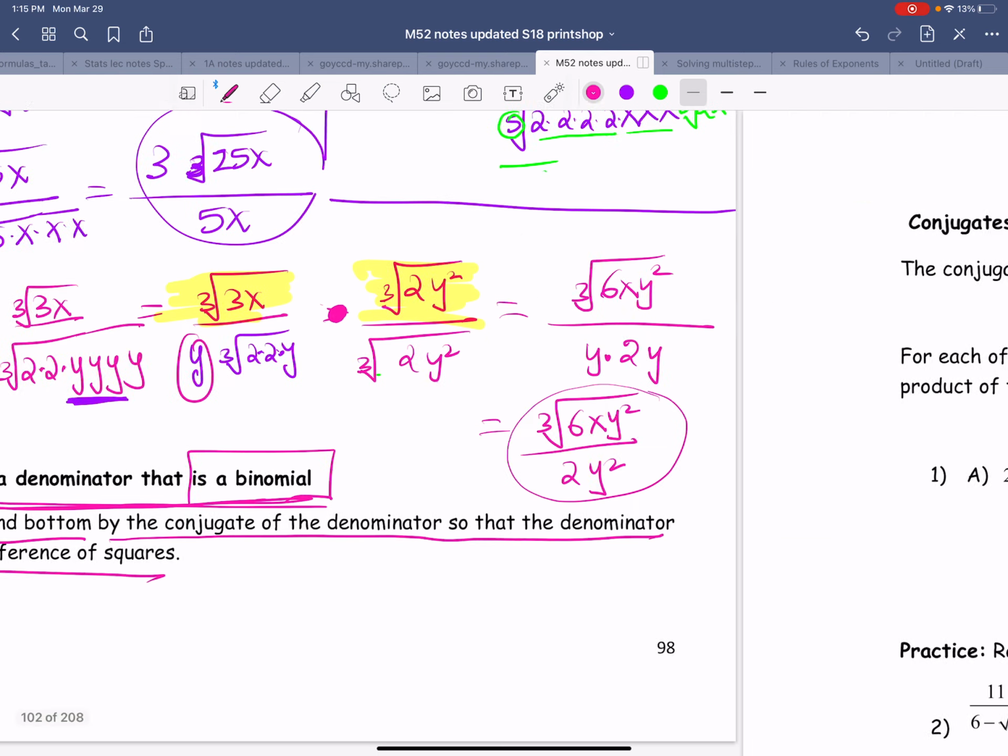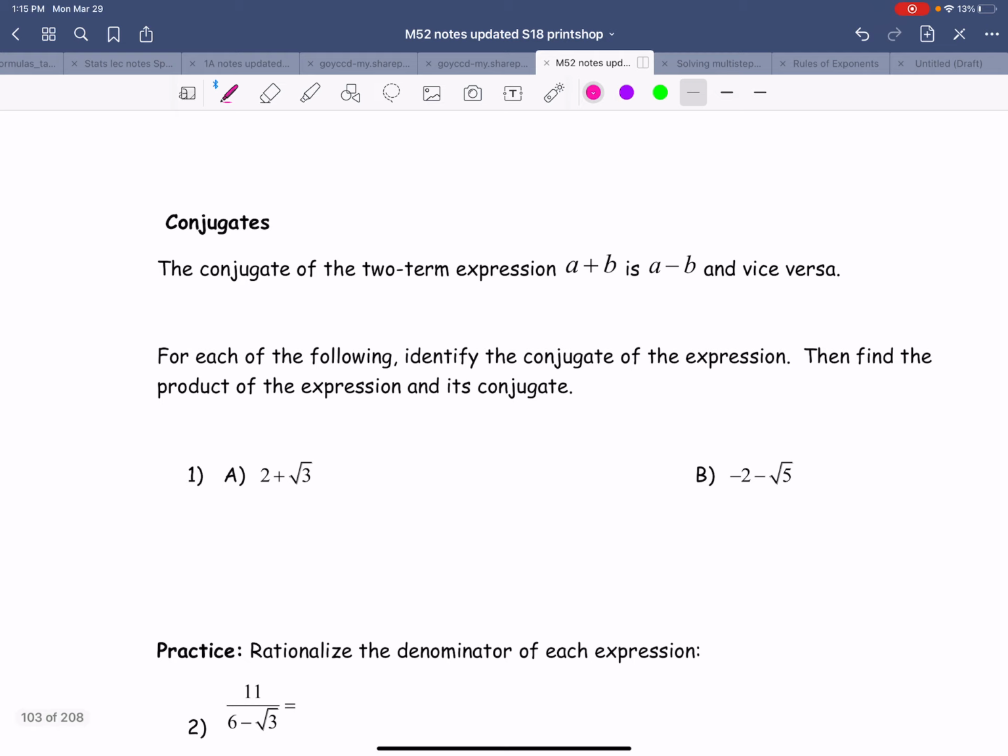So let's think about what a conjugate is. The conjugate of a plus b is a minus b. What would be the conjugate of negative a minus b? That would be negative a plus b. So you only change the middle sign, okay? Here, well, I shouldn't say number 1 and letter A. Let's just delete number 1 here.